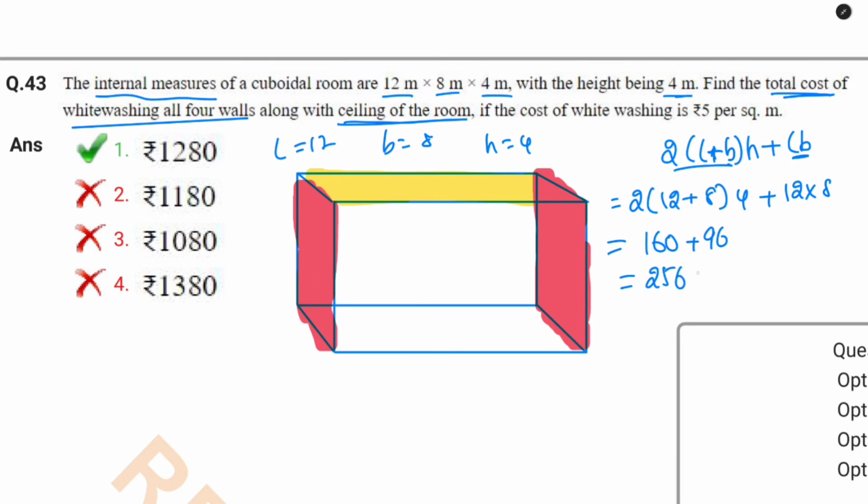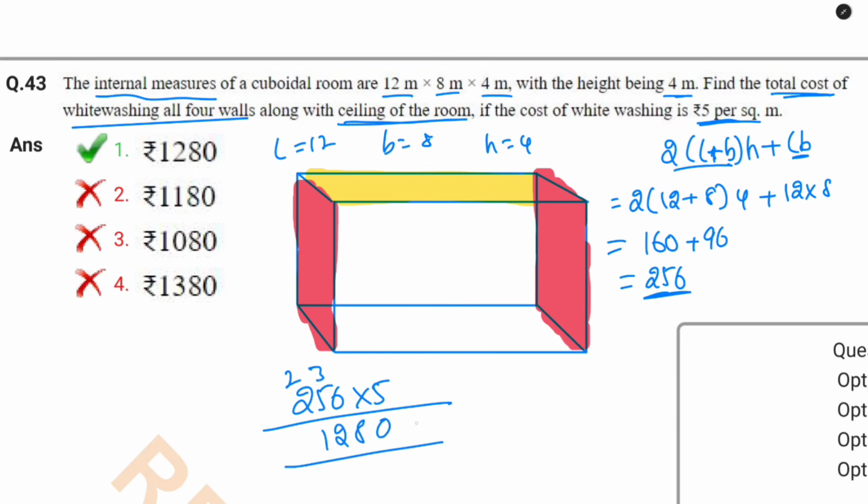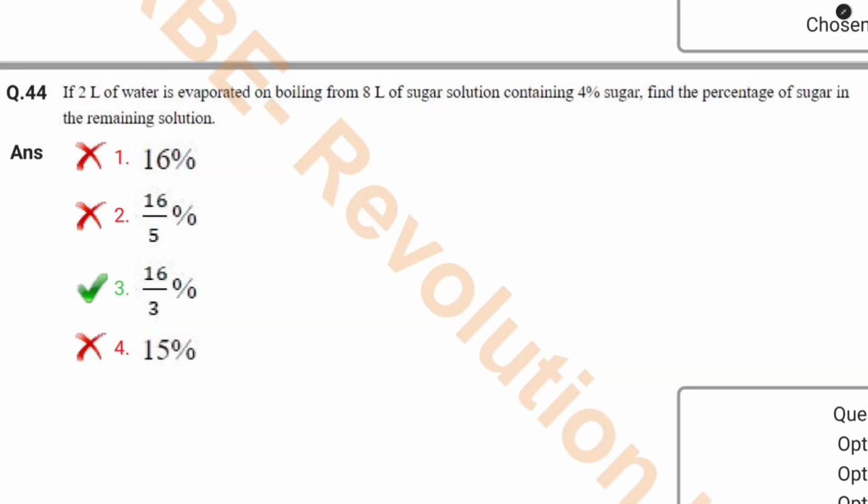So this is 256. This is the total area we are going to paint. The cost of whitewash is 5 rupees per square meter. So 256 into 5. This will be 30, 25 plus 3, 28, 10 plus 2, 12. So 1280 is the answer.